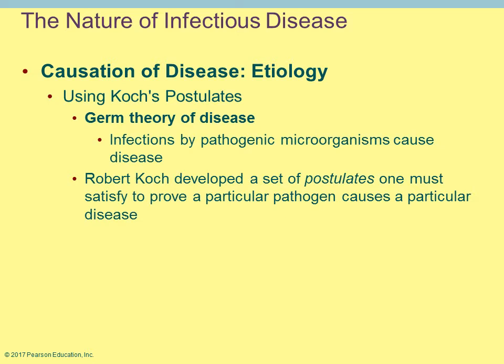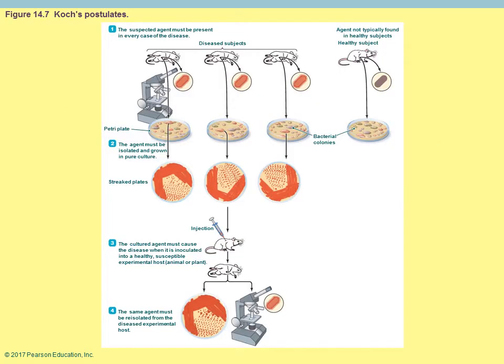In terms of etiology, how do we study the cause of diseases? This is where it's going to go back to Robert Koch and Koch's postulates. Remember, we've studied this before, where he set up a series of 4 things for determining what organism causes what disease. Koch's postulates, just as a reminder, are shown here. Number 1, the suspected agent must be present in every case of the disease. Number 2, you must be able to isolate that pathogen and grow it in a pure culture.